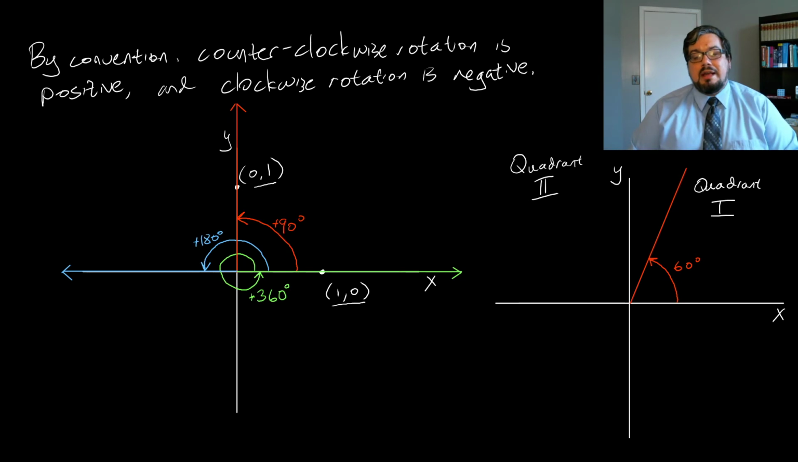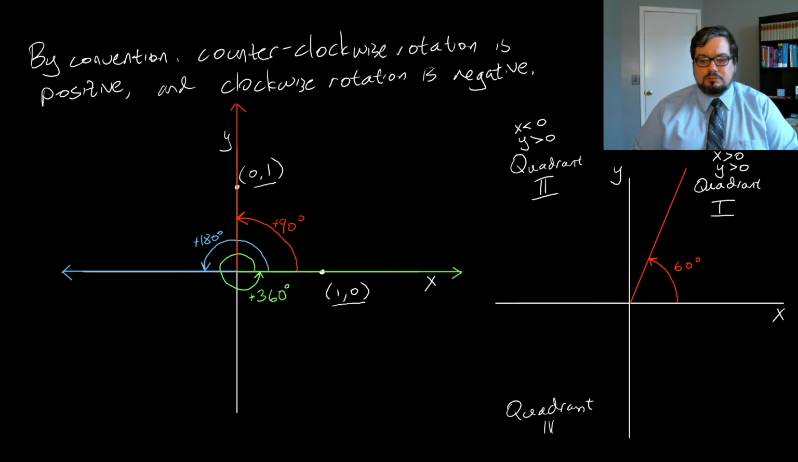Quadrant 2 is in the part of the graph where x is negative and y is positive. Quadrant 1 has x and y both being positive. Quadrant 3 sits down here where x is negative and y is negative. And then quadrant 4 is where x is positive and y is negative.